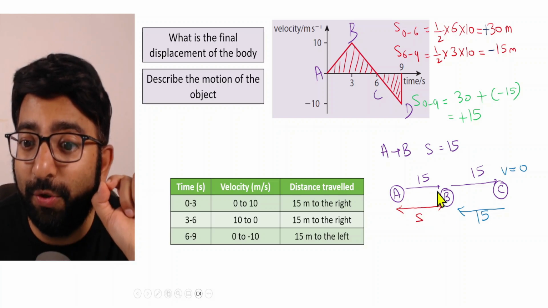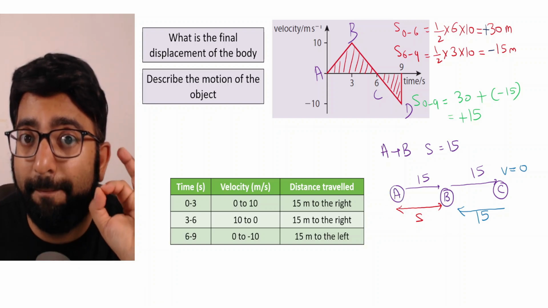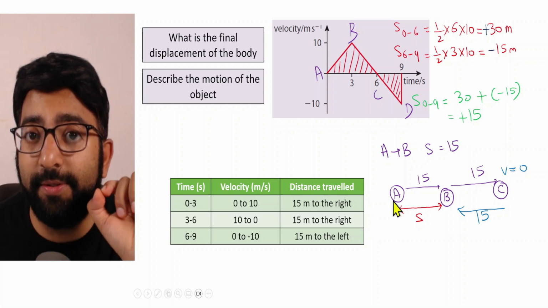And why right side? Because you can see the end point, which is B, is to the right hand side of A. And the logic is simple. Whenever the end point is to the right hand side of the start point, displacement is considered positive.